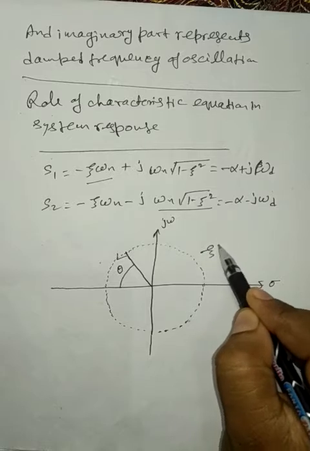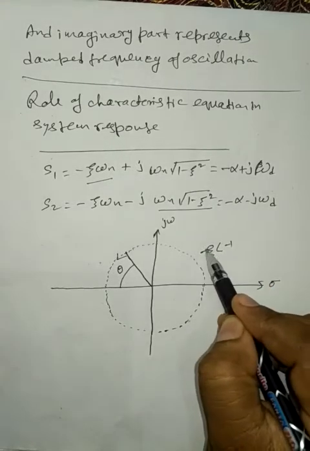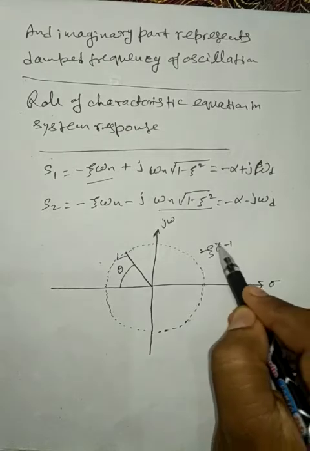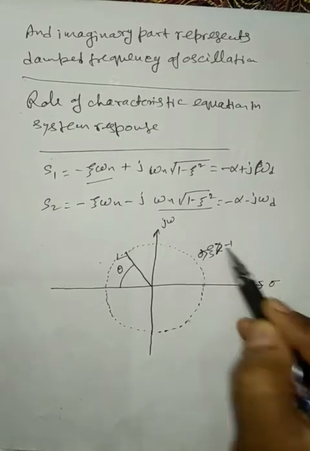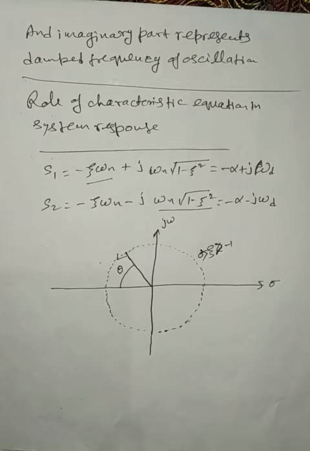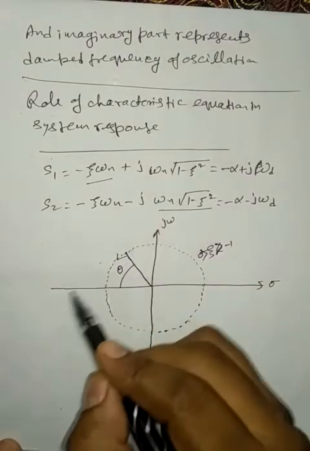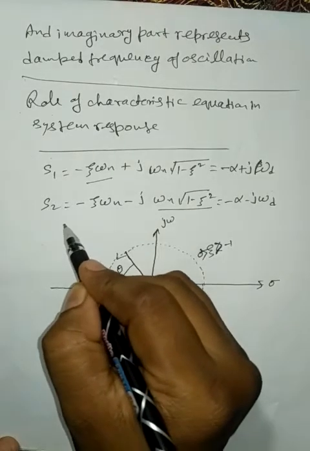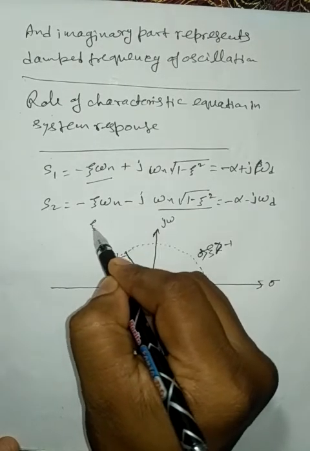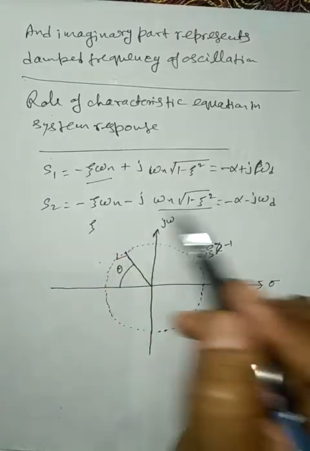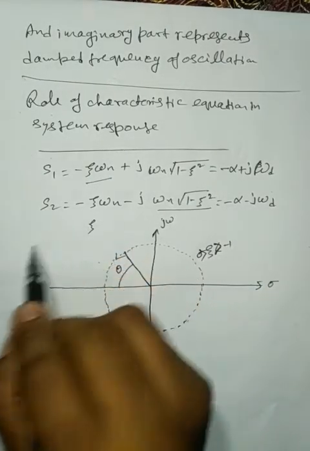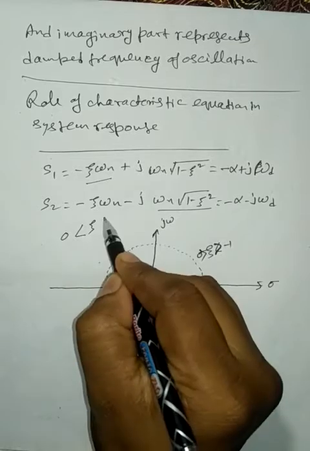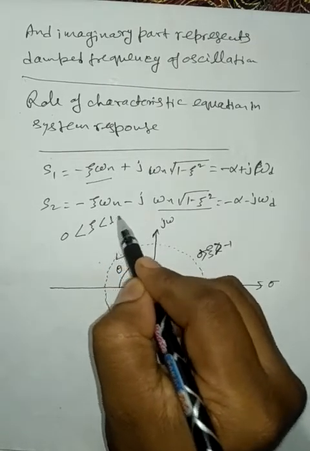Zeta is in between 0 and -1. Zeta is in between 0 and -1. Here, outside this curve, zeta is greater than 0 and less than 1.